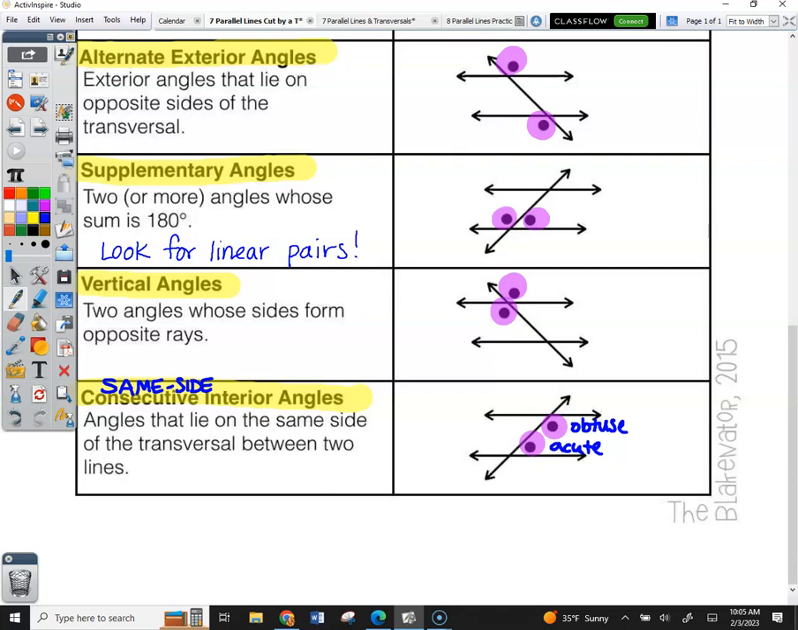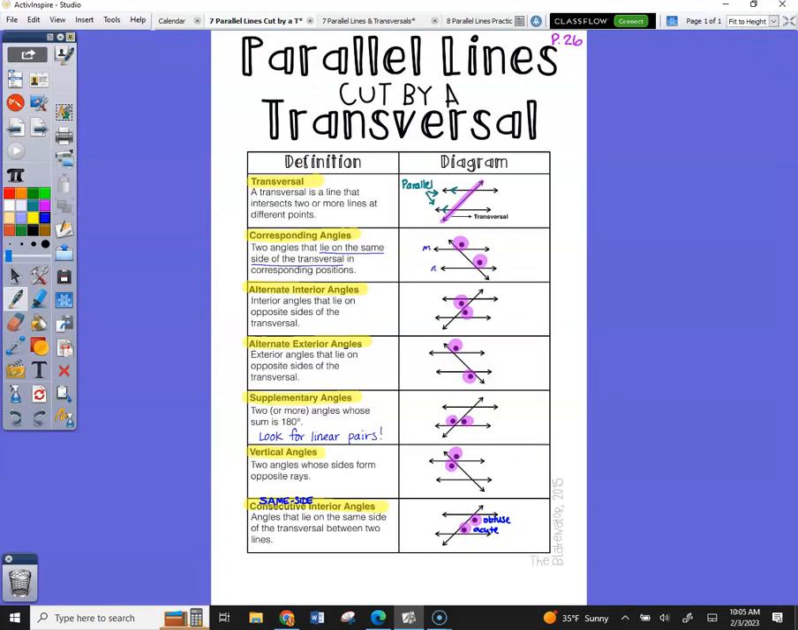Now I'm going to zoom out, because now what we need to do is write what the relationship is so that when we practice it, you'll know how to set it up. Okay? So, first of all, the transversal is just a vocab word. There's no relationship there. It's the angles that have a relationship. All right? Every single one of them is congruent except supplementary and same side interior.